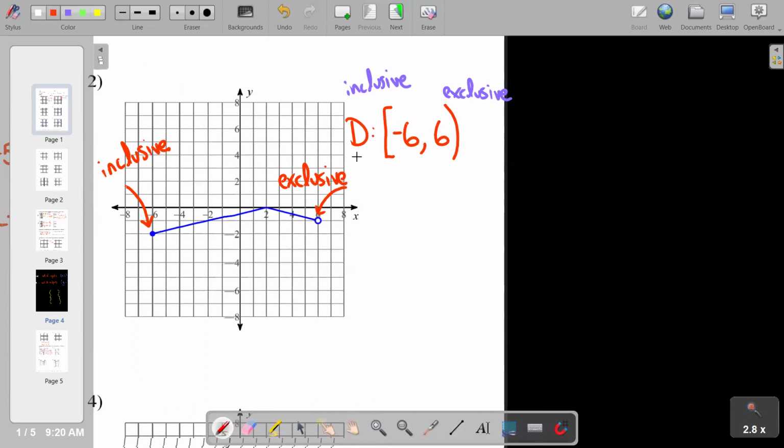Range. What is the lowest amount of lowness this graph ever achieves? Does it get to -2? Yes, it does, because there's a colored in dot at a lowness of -2. What's the highest this graph ever achieves? 0. It is 0. Does it make it to 0? Yes, it does.